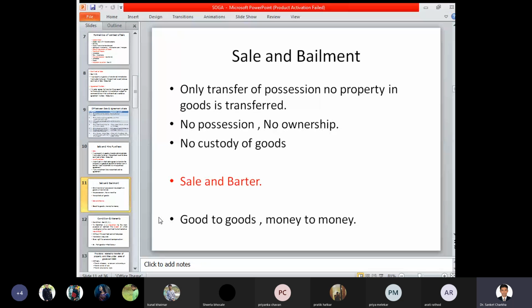The goods may just be in your own name. Sale and barter, that is exchange of goods for goods, services for services, money for money, and so on.